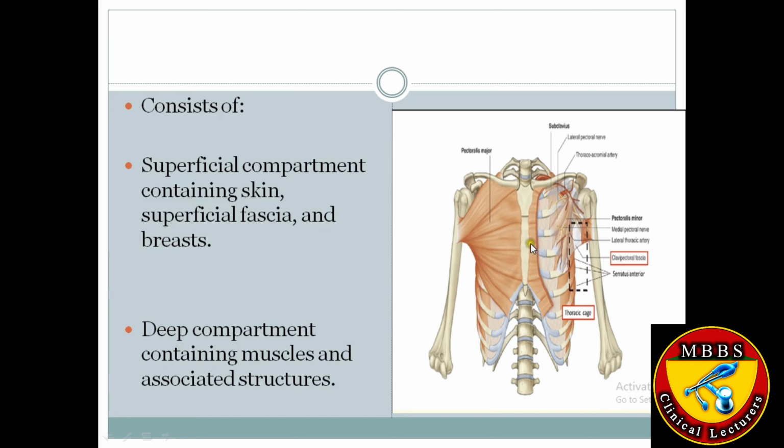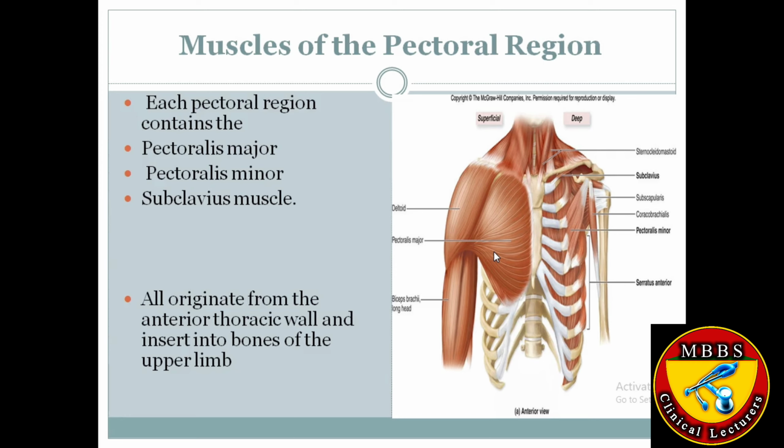When we remove the superficial compartment, we can see the muscles and the associated structures. This is the deep compartment of the pectoral region. The muscles of the pectoral region: each pectoral region comprises three muscles.